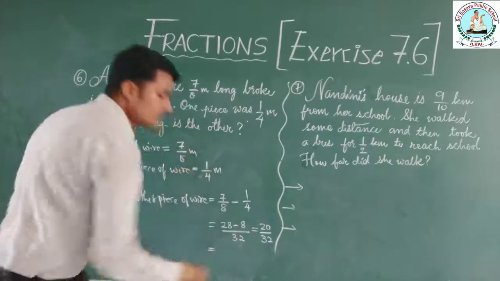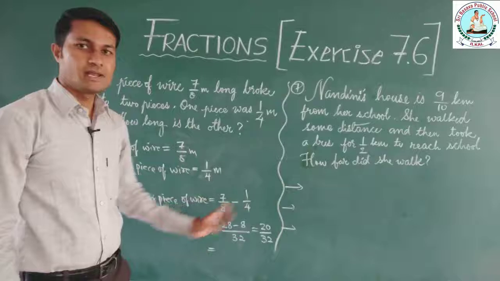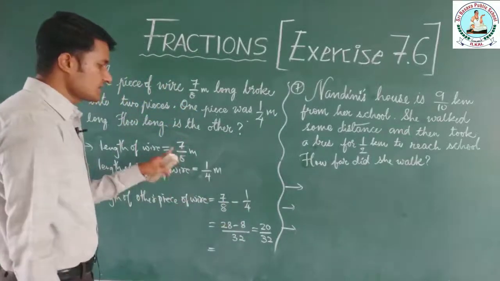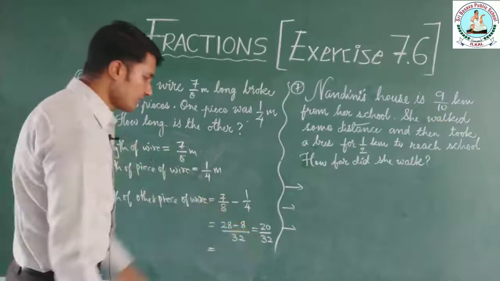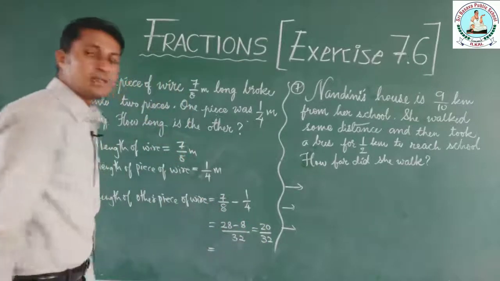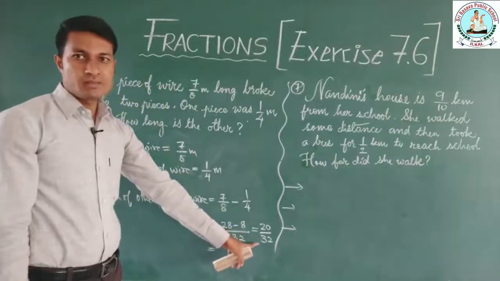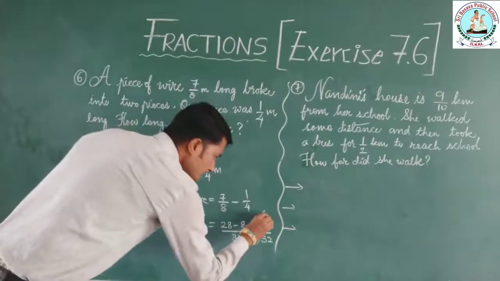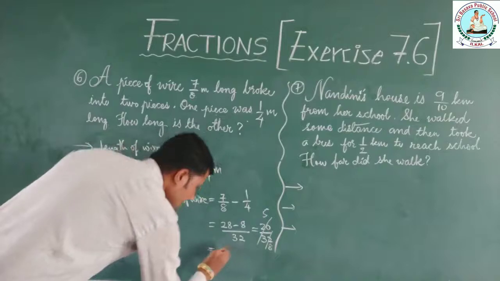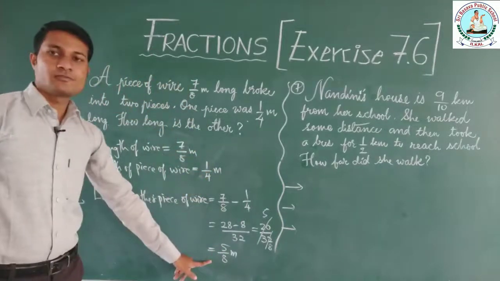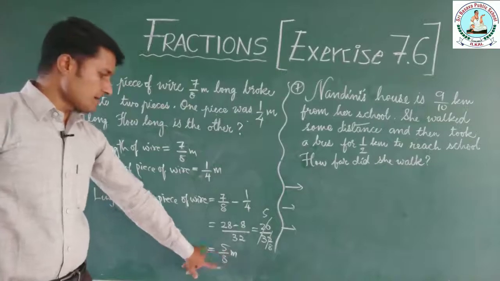And if you want to simplify this, you can simplify, or else you can leave it, no problem. Right now I want to simplify this because these values are very simple. Both numbers are coming in the 2 table, or else both numbers are coming in the 4 table as well. So 4 5s are 20 and 4 8s are 32, so that is 5 divided by 8 meter. So this is the length of the other piece of the wire, 5 by 8 meter.